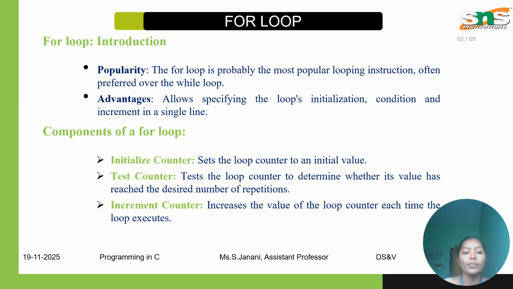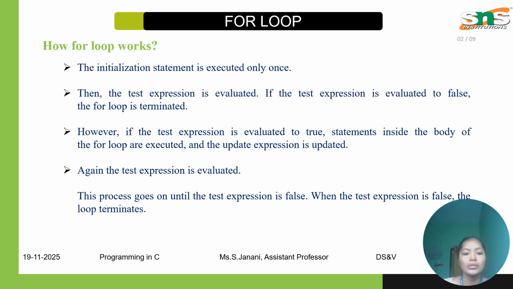The for loop is used when we know how many times a task is to be repeated, just like ringing the school bell 5 times by following a fixed plan. The for loop repeats the instructions a specific number of times automatically. If the test expression is evaluated to false, the for loop is terminated. If the test expression is evaluated to true, the statements inside the body of the for loop are executed. Again, the test expression is evaluated. This process goes on until the test expression is false. When the test expression is false, the loop terminates.